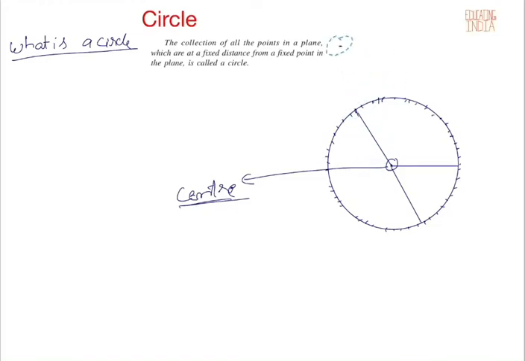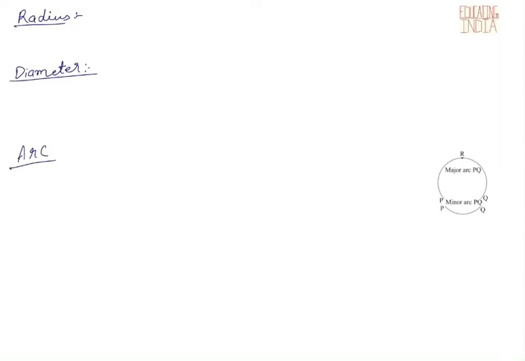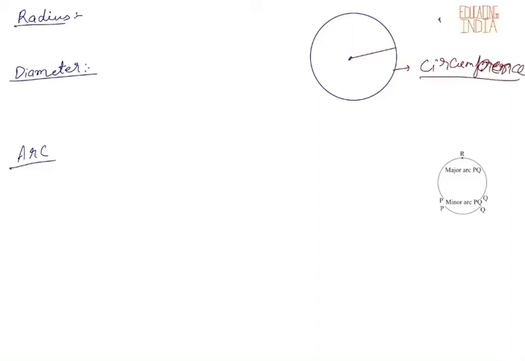What this fixed distance is called, we will see soon. Now we come to a very important term in circle. It is called radius. What is radius? The curve is called the circumference of the circle. The distance between the center and the circumference of the circle is called the radius. It is generally represented by r. In a circle we can draw infinite number of radii, any number of radii you can draw.